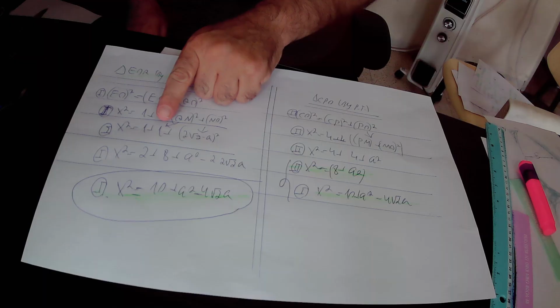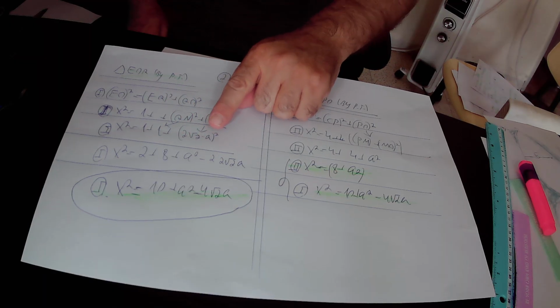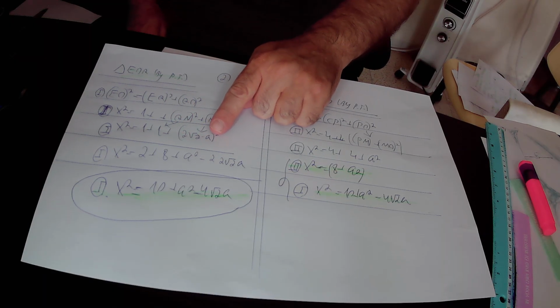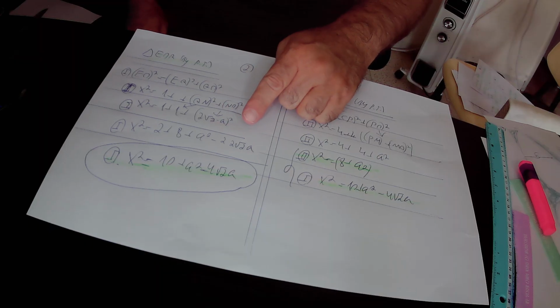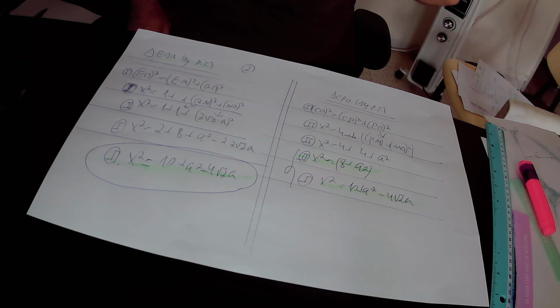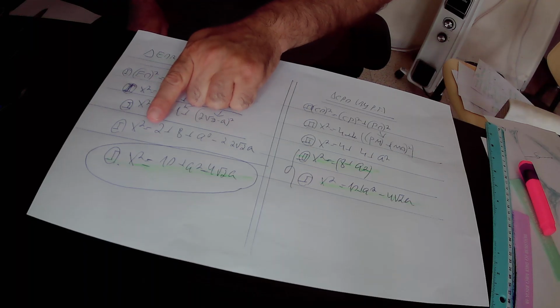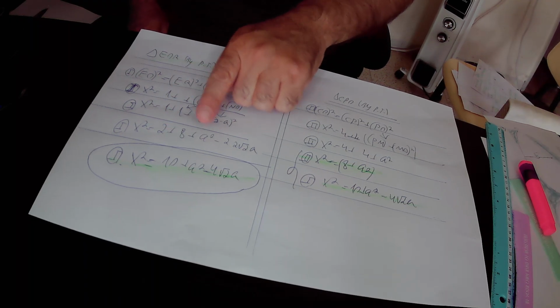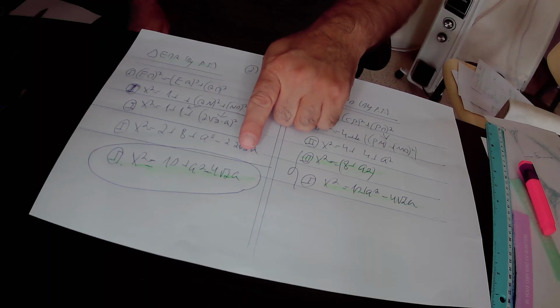So x squared equals 2 plus 8, that is 10, plus a squared, with the cross term being minus 2 times 2 times root of 2 times a, that is minus 4 times root of 2 times a. So in total, according to equation 1, we find that x squared equals 10 plus a squared minus 4 times root of 2 times a.